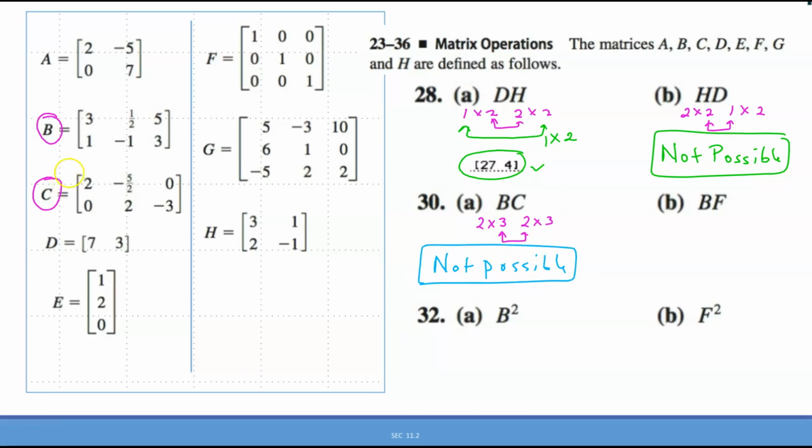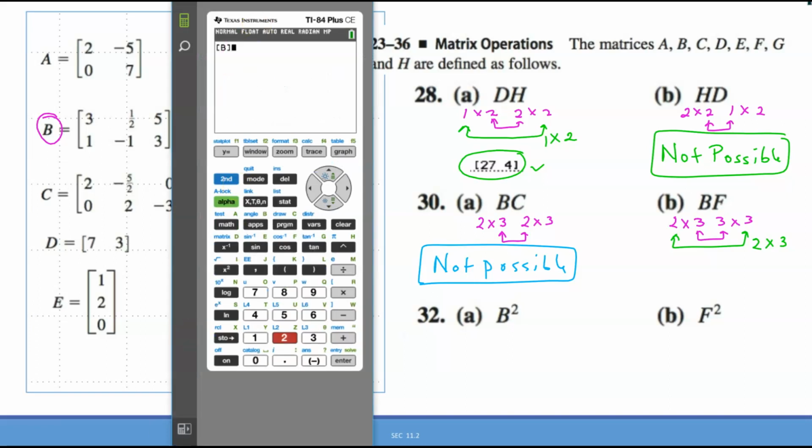Here we're going to take matrix B and matrix F. B is a 2 by 3. F is a 3 by 3. We see that these two inside numbers match up. Because those two inside numbers match up, that tells us the matrix multiplication is possible, and we're going to end up with a 2 by 3 matrix. So let's get those multiplied together.